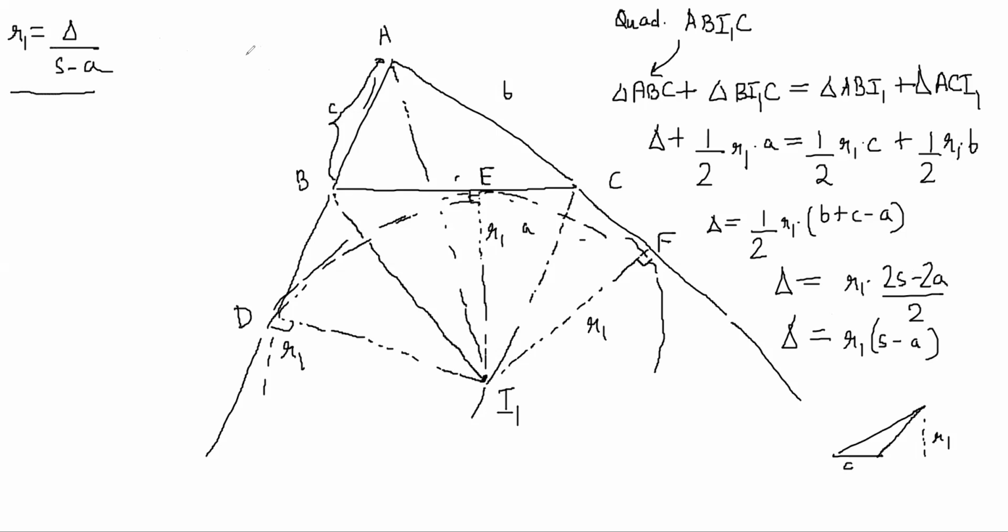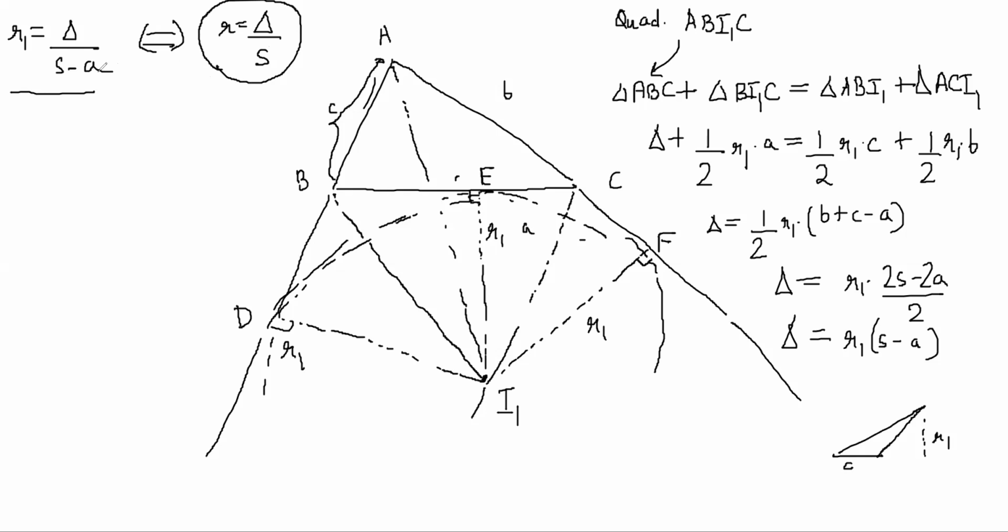Notice that earlier we had gotten a similar result. For the incircle radius, we had gotten r is equal to delta by s, and we had gotten that result also by doing areas, remember? Taking the whole triangle area equal to the three: ABI1, ACI1 and so on, right? So now notice the similarity in these relations. There is a pattern because see, delta by s, and this is delta by s minus a.